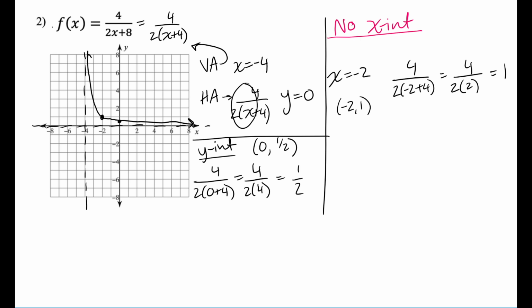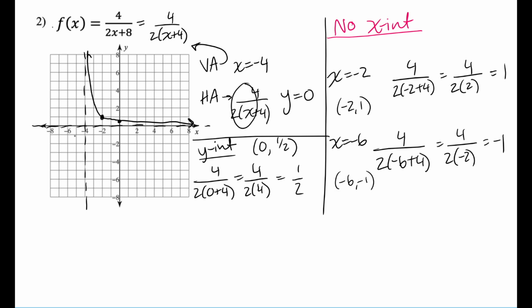And I know I should have a coordinate or 2 points over here. So I'm going to choose x equals -6 to plug in. That should give me something that works over there. 2 times -6 plus 4. Let's reduce it. 4 over 2 times -2. Okay, so that's -1. -6, -1. Right there.